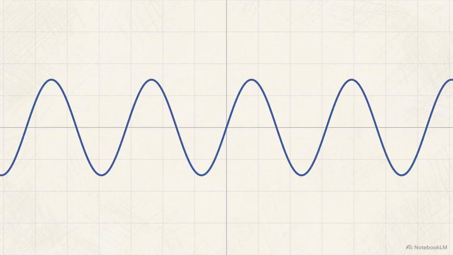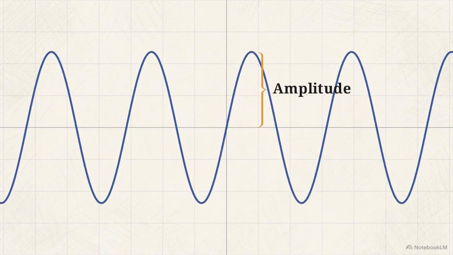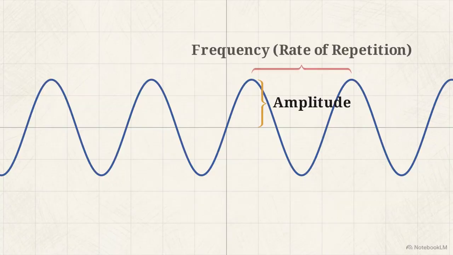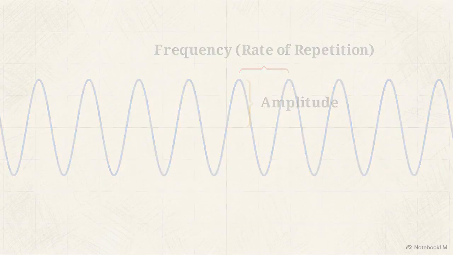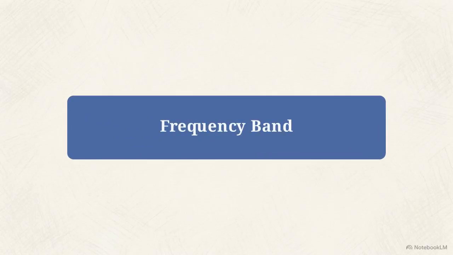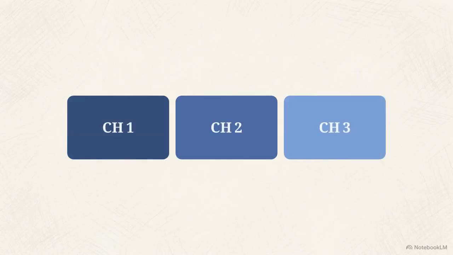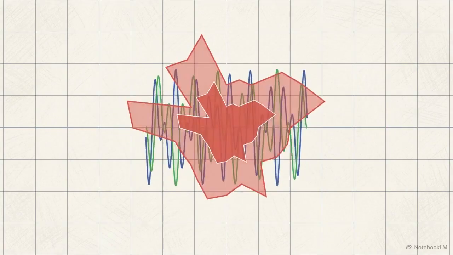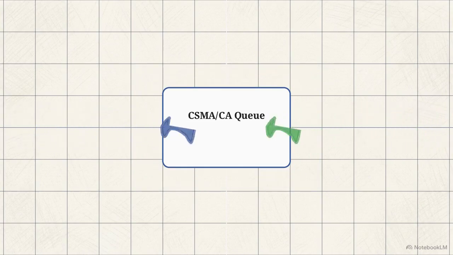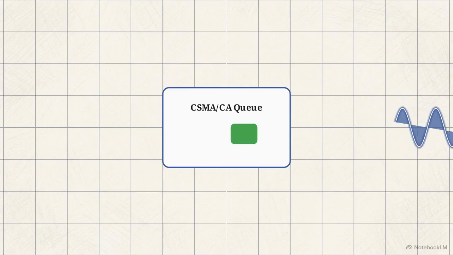To control the airspace, we have to deal with physical properties. Wireless data is managed by altering the height of a wave, its amplitude, and the rate at which it repeats, known as its frequency. These frequencies are then sliced up into specific, manageable channels. Because the space is invisible, radio signals constantly collide. To manage the traffic, networks use a protocol called Carrier Sense Multiple Access with Collision Avoidance. It listens to the channel and mathematically cues the signals so they don't destroy each other in midair.